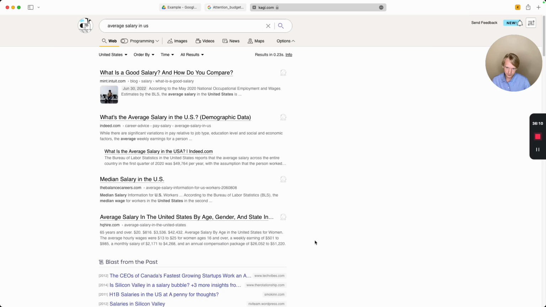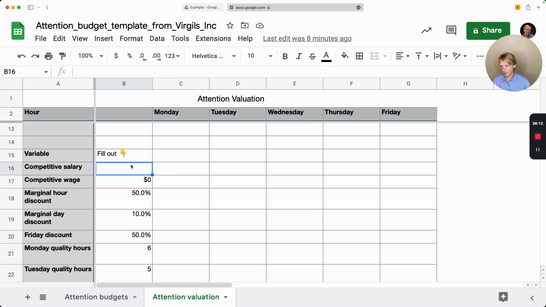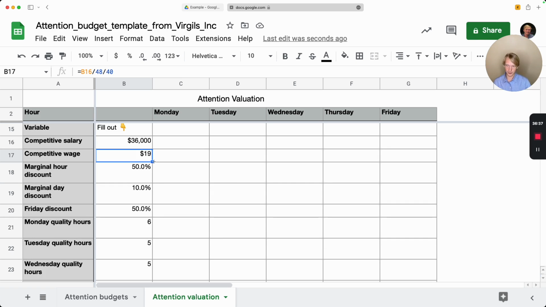That's 2019. Okay, let's say it's $36,000. This calculates what your hourly wage is, which just divides your yearly salary. And this doesn't account for benefits or anything else, which is usually about 30% of what you're earning. This is just straight salary, basically your hourly rate, what you're getting paid if you're a full-time employee.